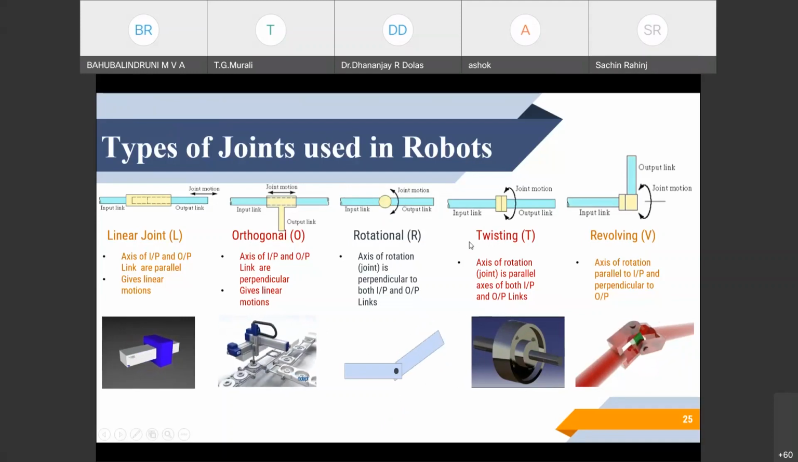Now, in the same case, if the input and the output links are in the same axis and the rotation is also about the same axis, then we call it a twisting joint. And here, the input and output links are always perpendicular, and the rotation is about the input link axis, then we call it a revolving joint. So we mostly use the rotational joints, twisting joints and revolving joints in our industrial robots.